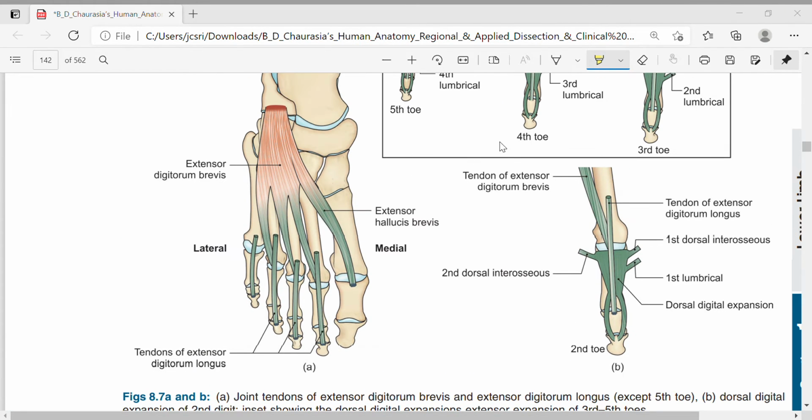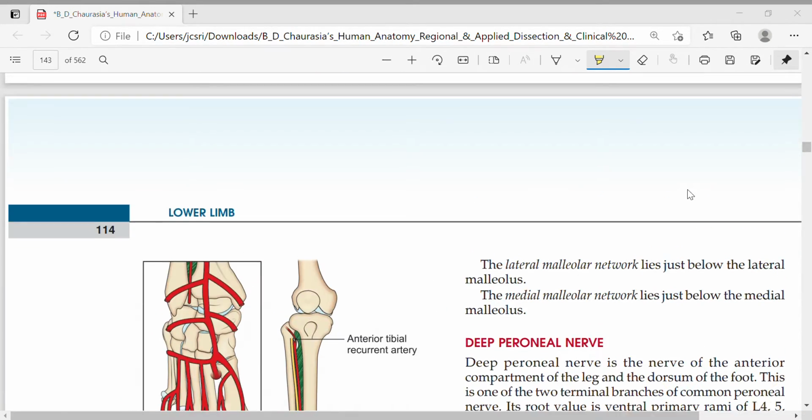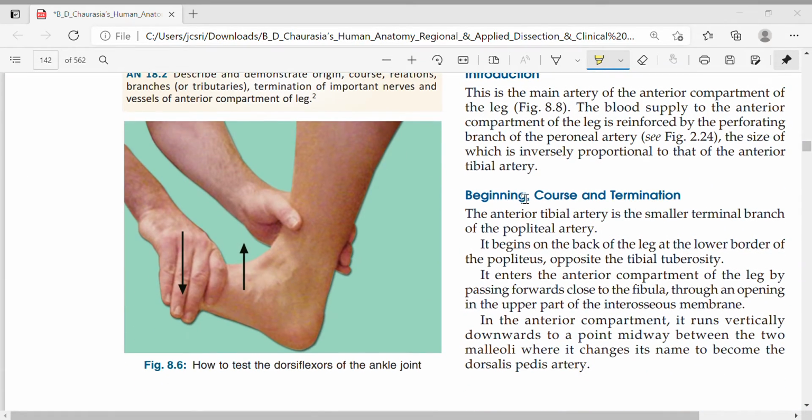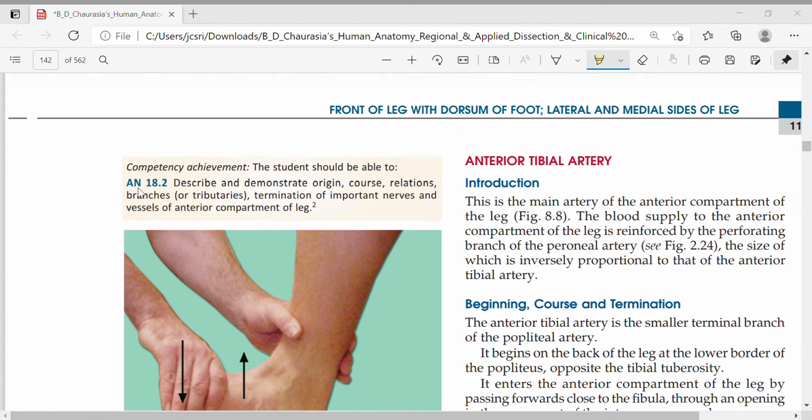Right, so I have brought this image onto this page. We will do this image and study the anterior tibial artery. Where is the anterior tibial artery? It is here. In this you can see the anterior tibial artery.